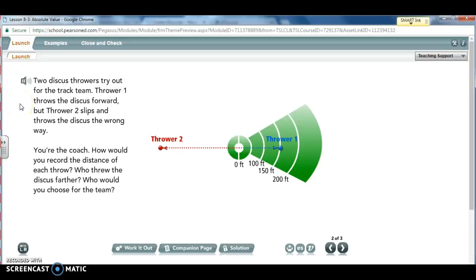Two discus throwers try out for the track team. Thrower 1 throws the discus forward, but thrower 2 slips and throws the discus the wrong way. You're the coach. How would you record the distance of each throw? Who threw the discus farther? Who would you choose for the team?